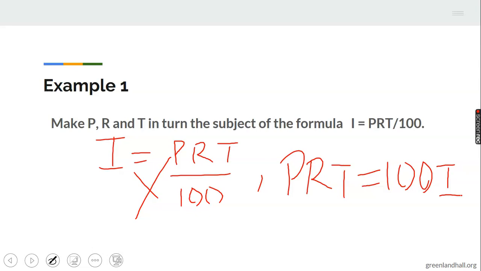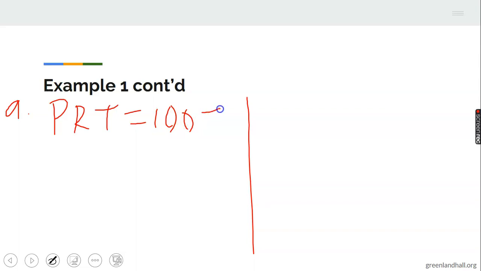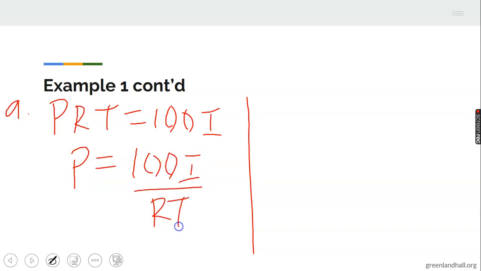PRT equals 100I. Now, what do I want to make? I want to make P. Let's start with P first. We have PRT equals 100I. If I want to make P, that means I want P to stand alone. So everything that is attached to P, I will make sure that I eliminate. Divide both sides by RT. That is P equals 100I over RT. That's all.